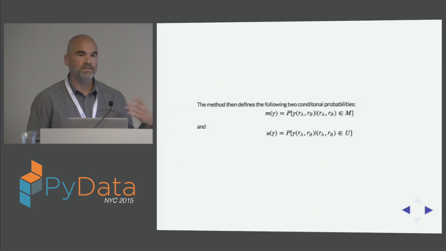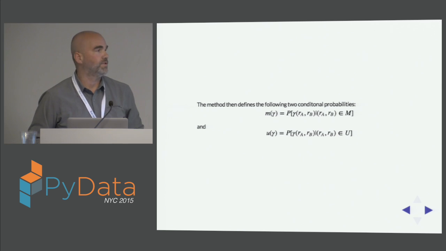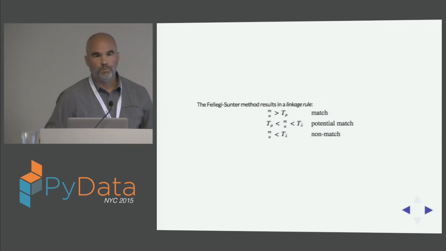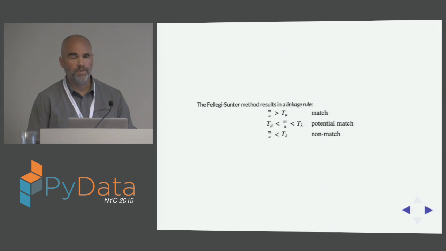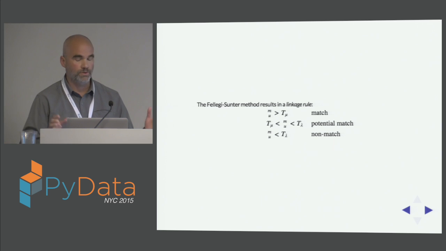The basic idea is that certain of those patterns are much more common in the set of matches, and some of them are much more common in the set of non-matches. And so they define these two conditional probabilities, M and U. M is the probability that you see that pattern in the match set. U is the probability you see that pattern in the non-match set. And then using that data, you make what they call a linkage rule, which again is just the thresholds that you pick to determine what's a match, what's a non-match, and what needs to be reviewed.